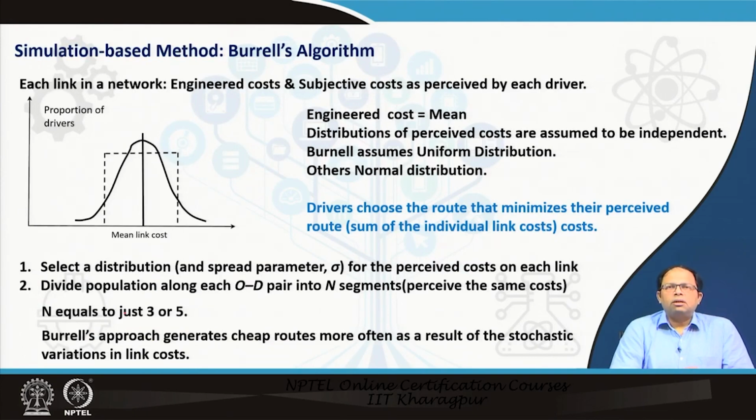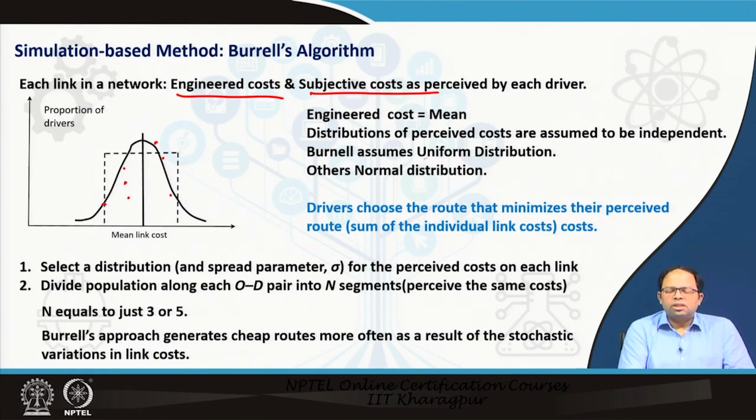So in the simulation based method, or Burrell's algorithm, for each link in a network we consider a cost, where there is a fixed cost which is called the engineered cost, and then there is a subjective cost as perceived by each driver, and that takes care of the variation in how a driver perceives a cost. So engineered cost is basically the mean. So this is the actual cost, you can say, and then the distributions of perceived cost are assumed to be independent, and this is because of different perceptions of different drivers. Some people may feel the cost over here, another over here, and in this way it more or less follows some distribution.